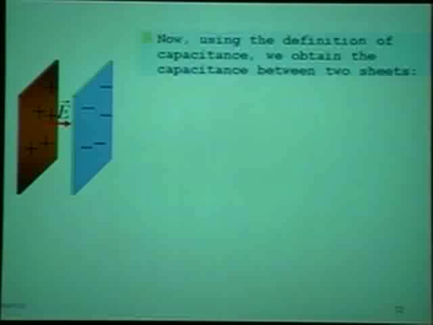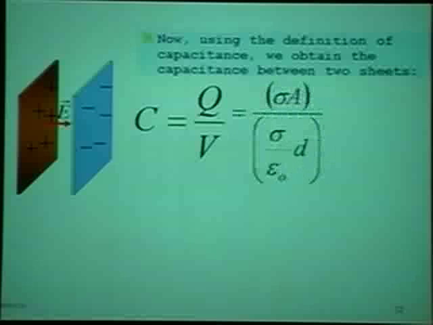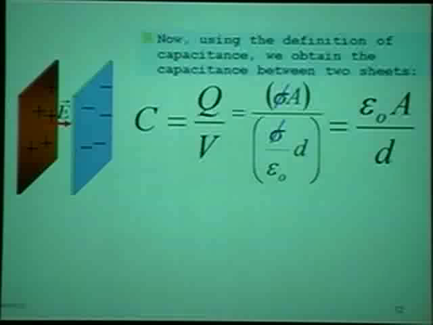So, if we use the definition of capacitance, which is the charge over the potential difference, we now have the charge, which is the total charge of the plate, the surface charge density times the area of the plate, sigma times A, over the potential difference, which we just found to be sigma over epsilon naught times d. The surface charge densities cancel out, and with a little bit of rearranging, we have that the capacitance is equal to the permittivity of free space, epsilon naught, times the area of one plate divided by the separation distance, d.